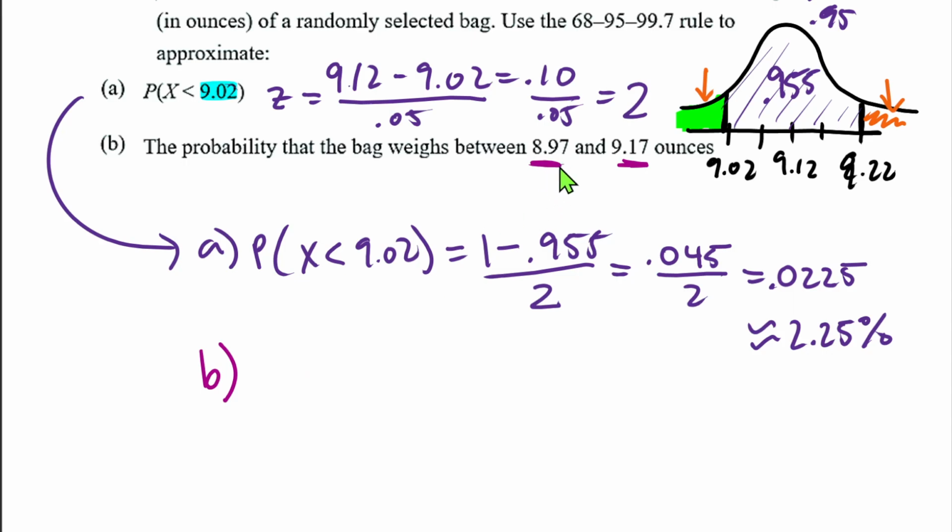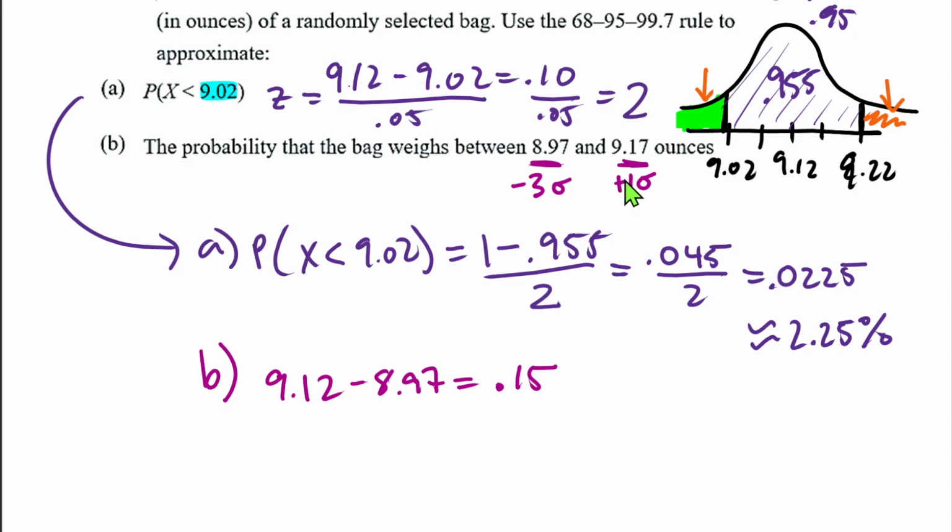So 8.97, how many standard deviations away is that? Well, the mean is 9.12 minus 8.97, that is 0.15. Each standard deviation is 0.05. So that means that this value is minus 3 standard deviations below the mean. And this is for the same reason. Oh, wait a second, that's only plus 1 standard deviation.